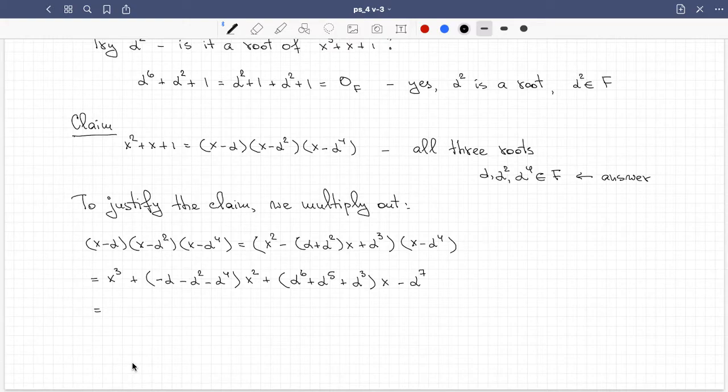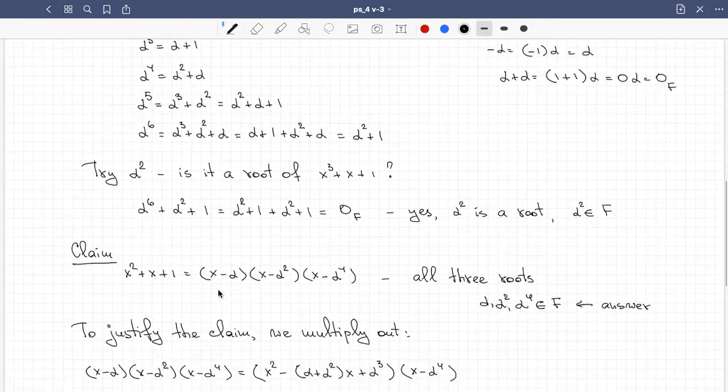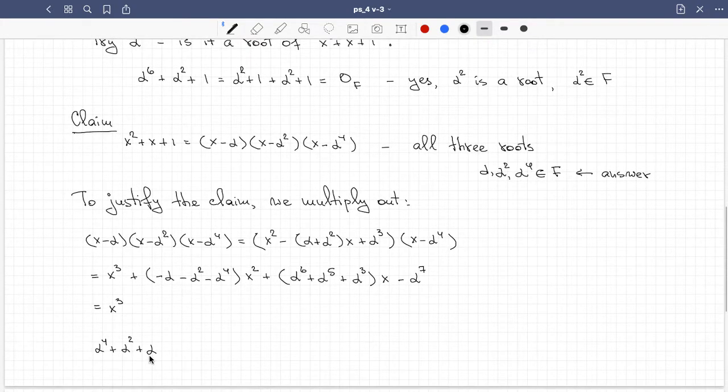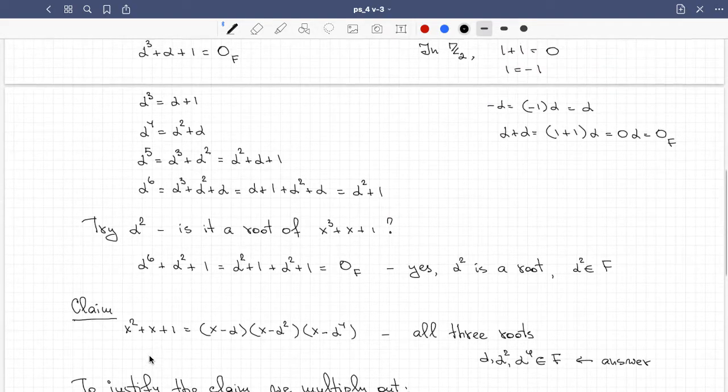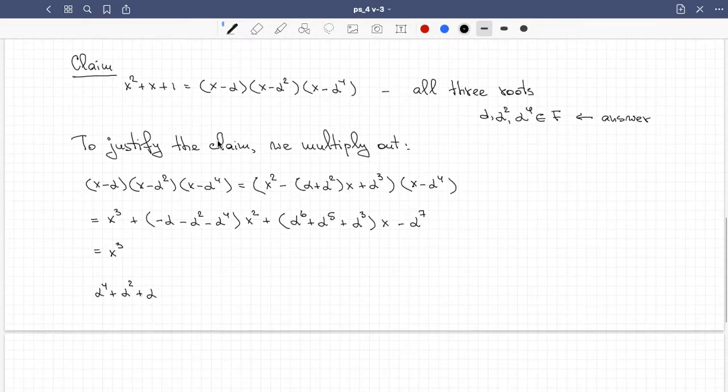So x cubed stays here. Now alpha to the 4 plus alpha squared plus alpha. I don't care much about the signs. 1 is equal to -1 here, so it doesn't matter whether all pluses or all minuses or any other combination. 1 is equal to -1 anyways in Z mod 2. So we have alpha to the 4, alpha squared plus alpha. Alpha to the 4 is alpha squared plus alpha itself.